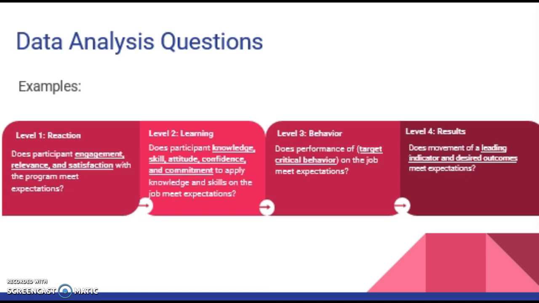Lastly, level 4 are results. So we're paying attention to the leading indicator, how we're getting to our expectations, and the desired outcomes. Does the movement of whichever leading indicator of the expectations meet expectations? And is the movement towards the desired outcome meeting expectations as well?